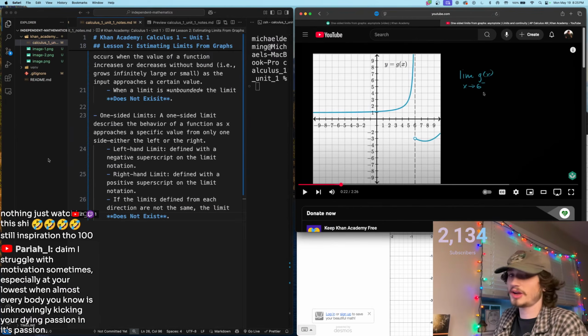Let's ask chat. What do you guys think about this one? So you have a piecewise function here where, coming from the negative direction, you go to infinity, converging on your asymptote at 6. But from the positive direction, you are just undefined at 6. What do you guys think for this one before I continue?